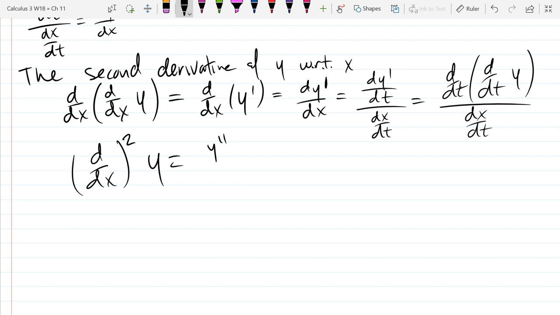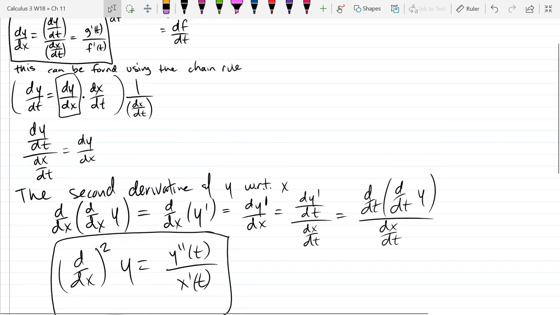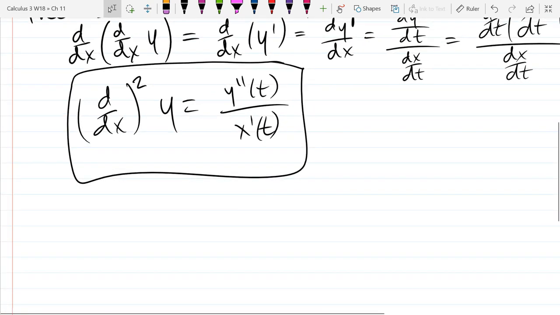So I'm going to write it as y double prime of t, meaning it's the second derivative with respect to t. So whenever you see prime notation, you usually want to include the input variable so you know it's a double prime with respect to the input variable. And then the denominator is single derivative with respect to t, the input variable. So we're going to write it out like that. And then our previous one up there. All right, I'll summarize the other one down here.